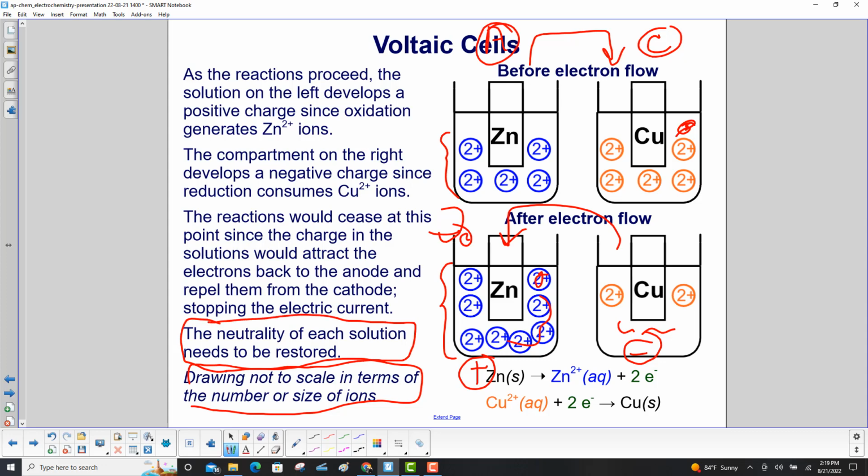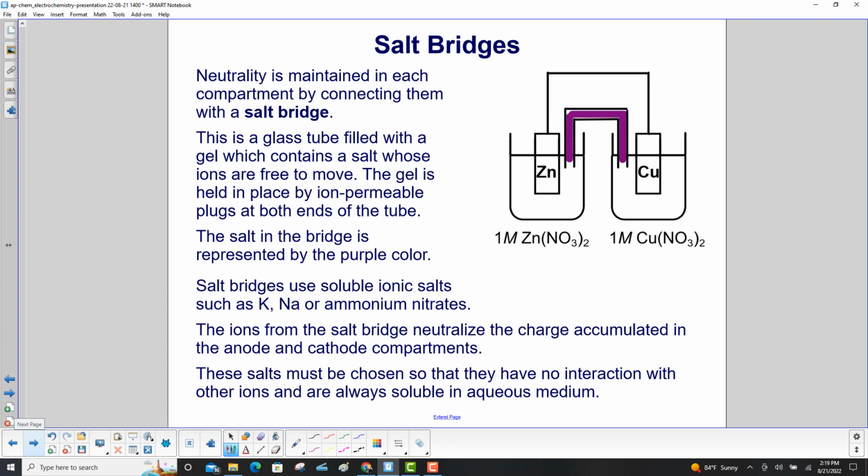We have to restore the neutrality of each solution so it doesn't stop the electron flow. How are we going to do that? Well, let's move on. We maintain the neutrality in each compartment by connecting them with a salt bridge.